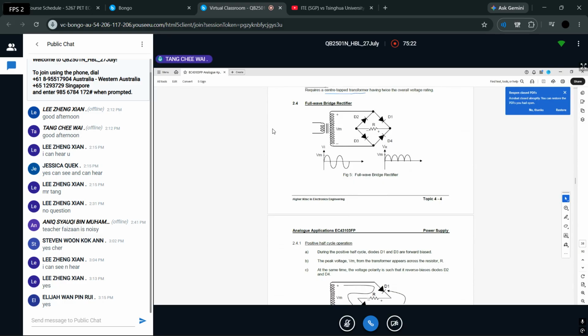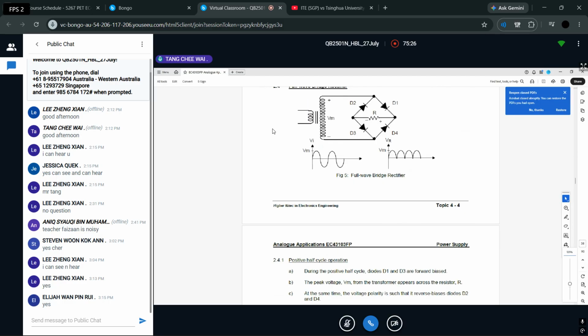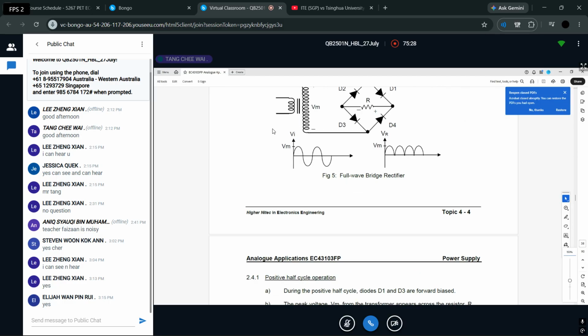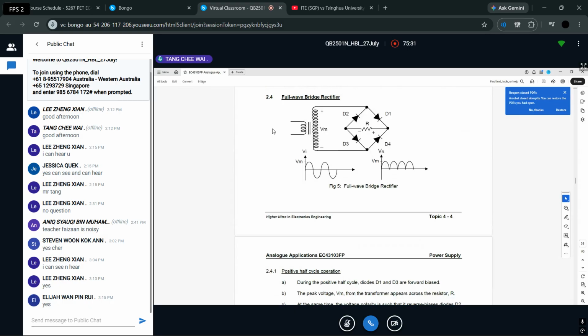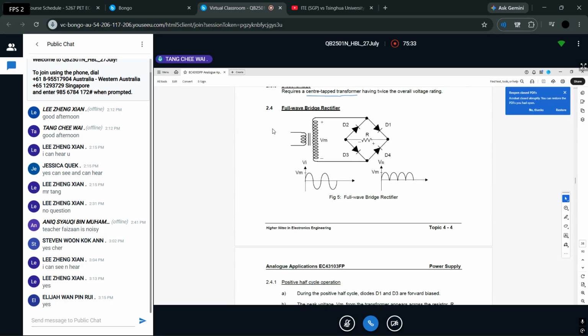Okay, thank you. So I continue from where we stopped just now. Sorry for the interruption. We are here at the full wave bridge rectifier. Just now I was cut off halfway through. So as usual, this will be your so-called input on the left-hand side, your AC. This will be your input signal.